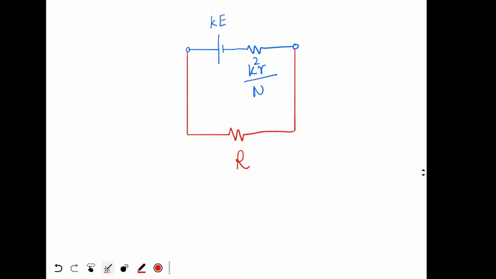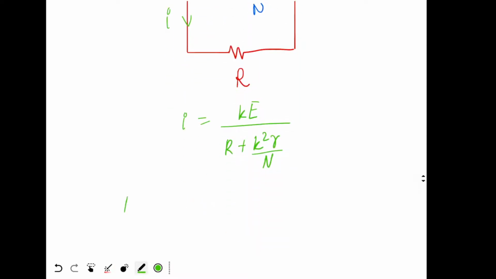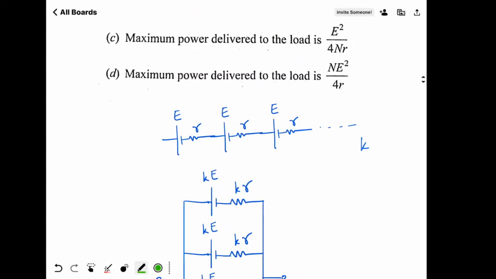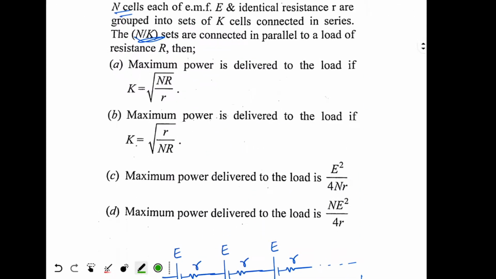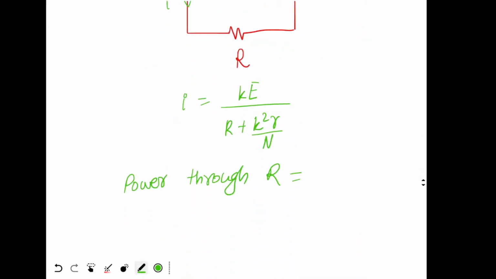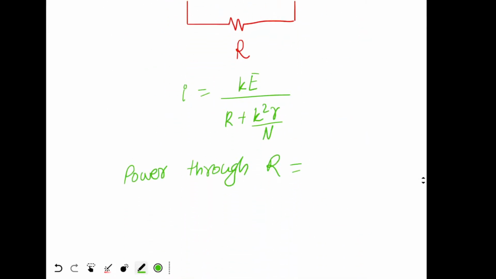So first of all, let's write the current. Current I will be net EMF KE divided by net resistance R plus K square R by N. Power through capital R, the load we are asking about, will be equal to I square R.